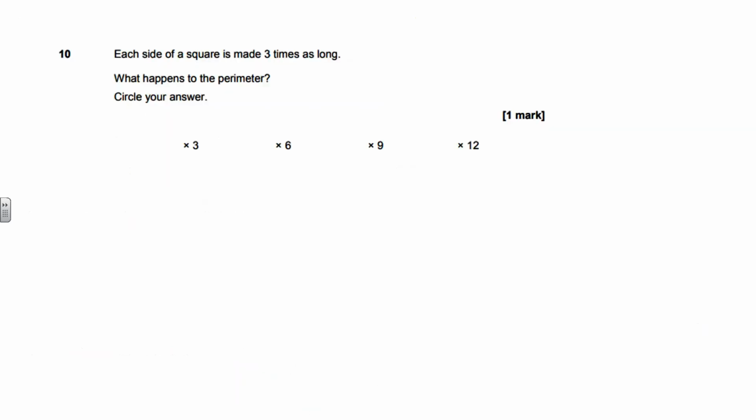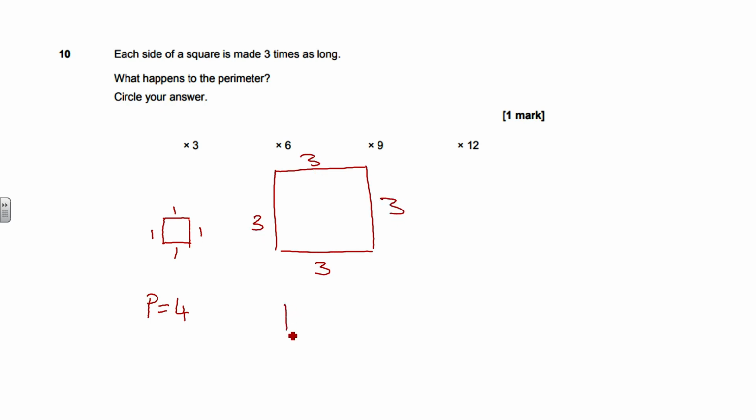Right, question 10. Each side of a square is made 3 times as long. What happens to the perimeter? Now, if you're not sure about this, just start with a square. Probably the simplest one we could start with is 1, 1, 1, 1. And we can see that the perimeter of that square is 4. Make the sides all 3 times longer. It doesn't have to be to scale, but let's have a look. So the perimeter here is 12.